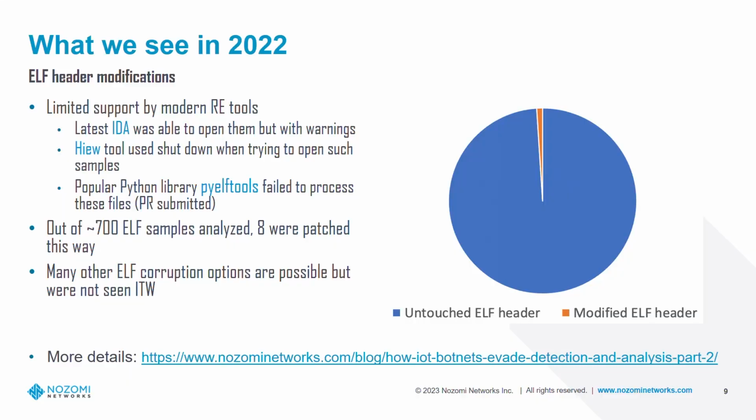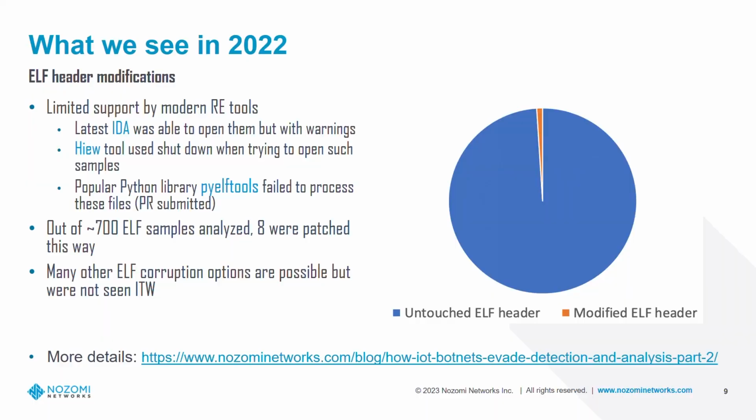Looking at the data, we took a look at about 700 samples, which we collected over a fixed period of time, and we noticed that about 1% of them was affected by these modifications. Not much, 1%, but probably you don't want this 1% to penetrate your particular network. So it's important to keep an eye on such trends.